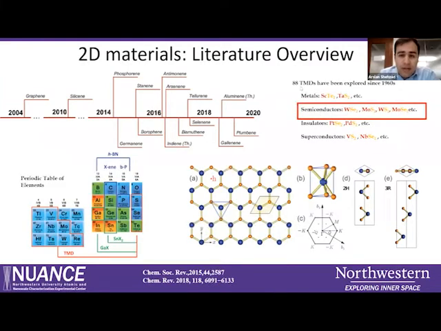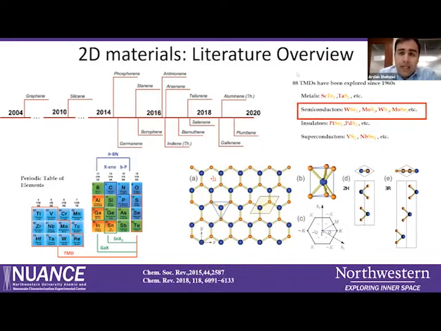For example, from the 1960s, there is another part of the 2D materials, which is TMDs, transition metal chalcogenides, where you add one transition metal to chalcogen atoms such as sulfur, selenium, and tellurium. You can add these to it, and then you can make all these TMD materials.